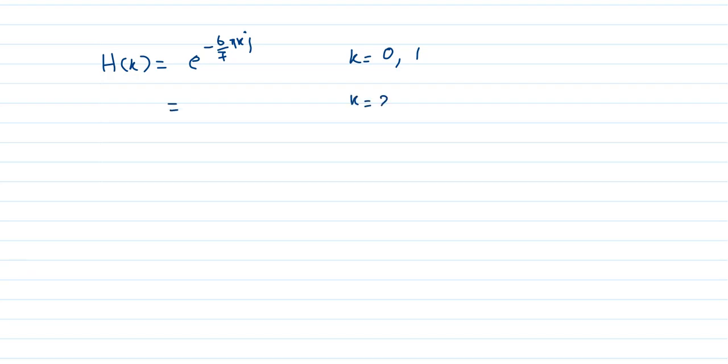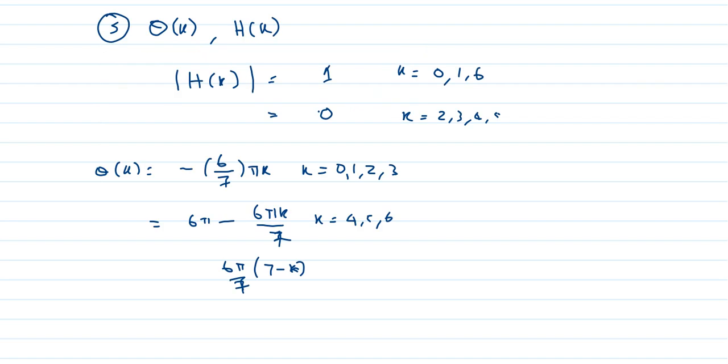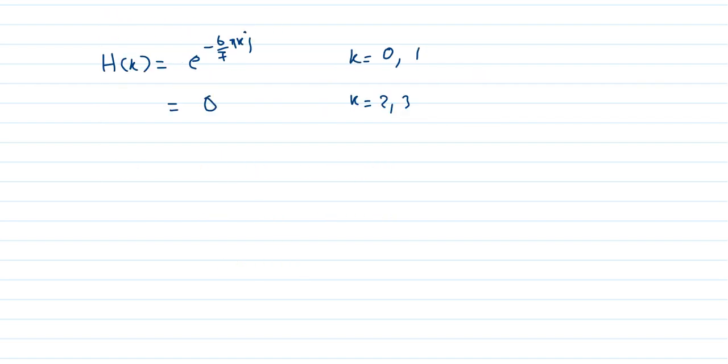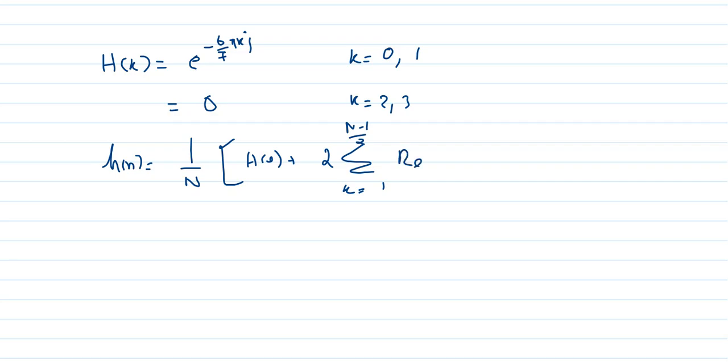For k equal to 2, 3, the magnitude is 0, so I put it as 0. This is my h of k function. You have to take it. Now we'll go to another formula, h of n. h of n is given as 1 by n, h of 0 plus 2 times the sum for k equal to 1 to n minus 1 by 2. I'm writing the formula alone here: real part of h of k e power j 2 pi n k by n. This is the formula.